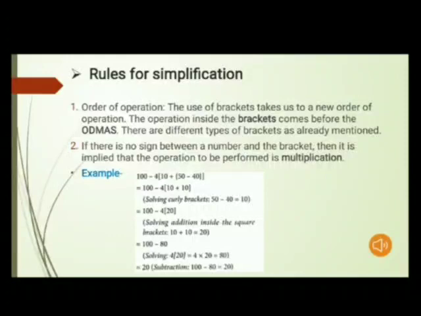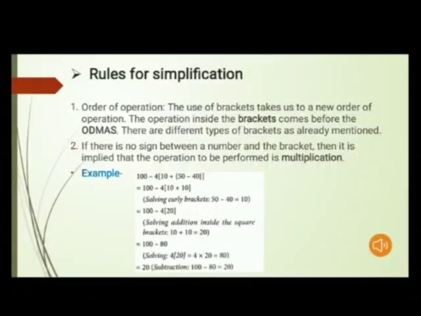Rule 2. If there is no sign between a number and the bracket, then it is implied that the operation to be performed is multiplication. As you can see in the example given in the slide, 100 minus 4, square bracket 10 plus curly bracket 50 minus 40, and then the brackets close. Now what will we do? We will first solve the curly bracket, that is 50 minus 40.